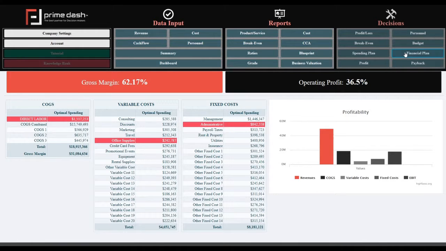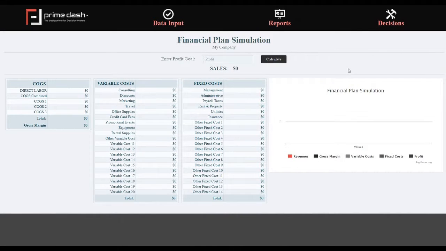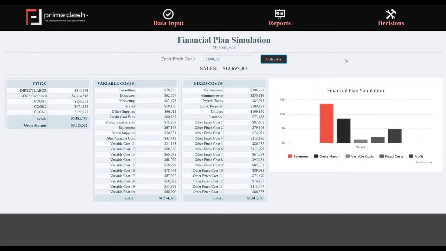Financial plan simulation. Once your revenue and cost line items are added under the data input modules, PrimeDash performs a revenue and cost analysis to determine the minimum income you should seek and the maximum you should spend for each cost you provided. In the financial plan simulation, all you have to do is to enter the profit amount goal you want to achieve for the following period and press Calculate. Then, PrimeDash will give you instantly the minimum sales goal you should seek and the maximum you should spend for each cost line item you provided.